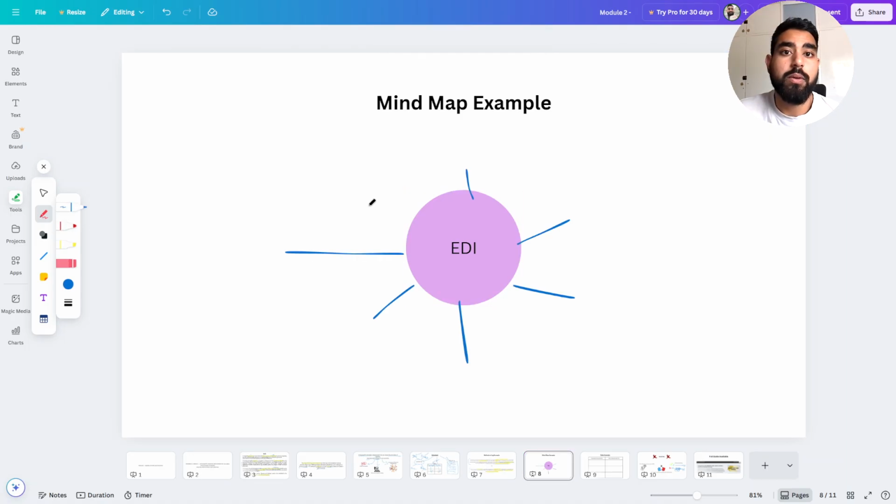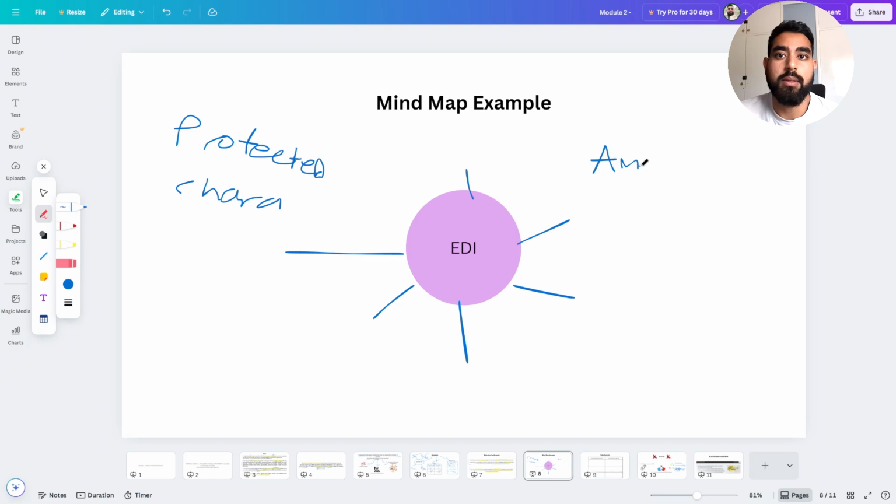So you can use this mind map in different ways. You can use each of the arms and talk about the protected characteristics, or alternatively, you can talk about different ways the protected characteristics are accommodated for. So let's say amendments to practice.